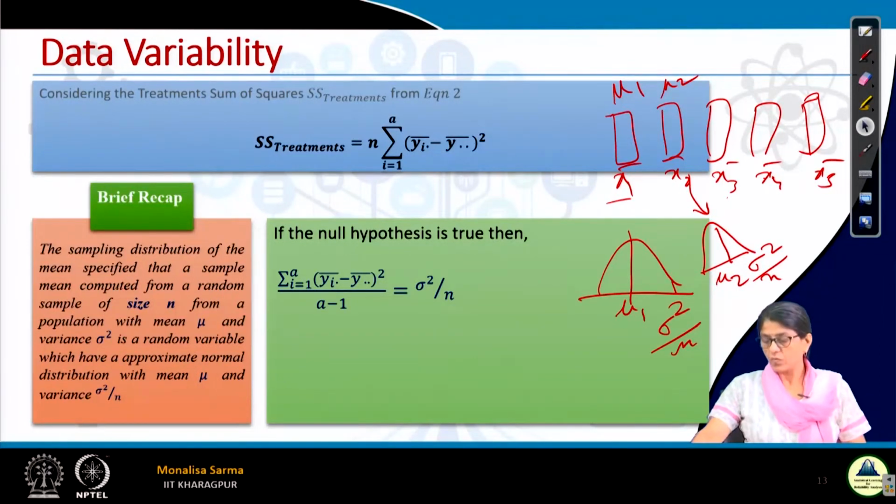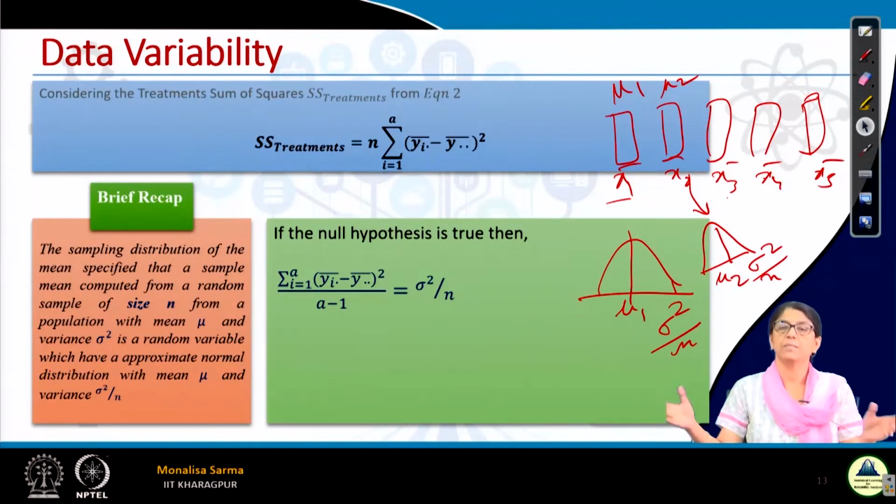Fine. Now, let us assume that the null hypothesis is true. If the null hypothesis is true, what happens? All the mu are equal: mu1 is equal to mu2 is equal to mu3, say it is mu. That means all the populations have the same mean, as if we have taken the samples from a single population only.